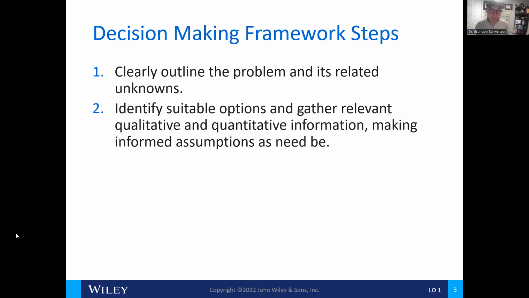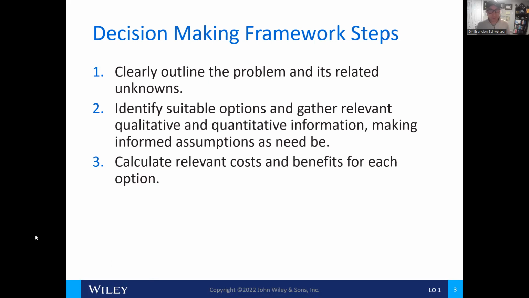The second step, of course, is to identify suitable options and gather relevant qualitative and quantitative information for making an informed assumption as needed. The third step is to calculate the relevant costs and the benefits related to those costs for each option.